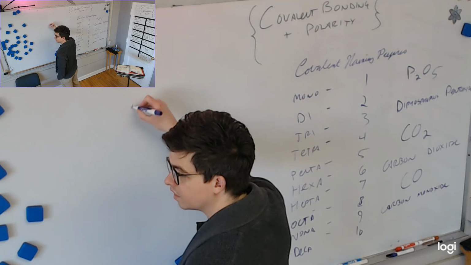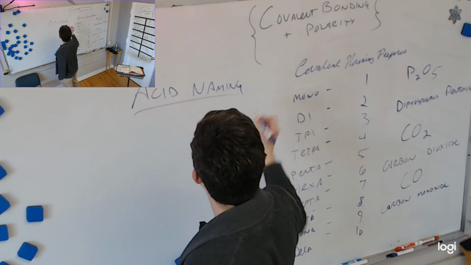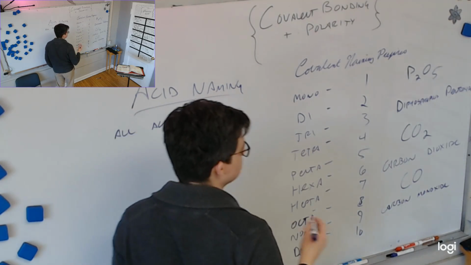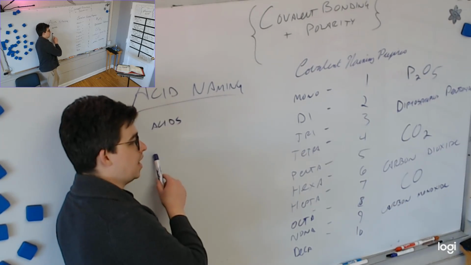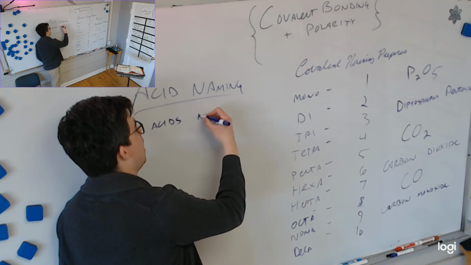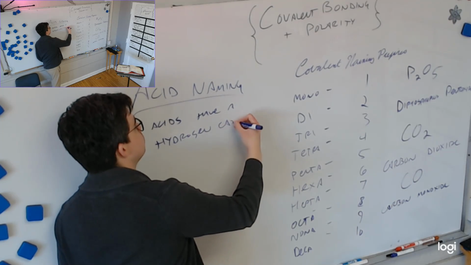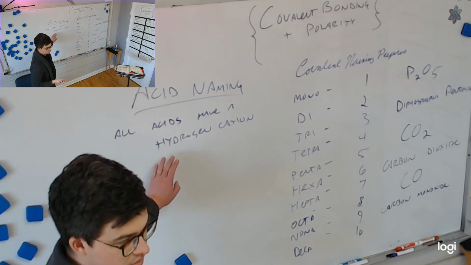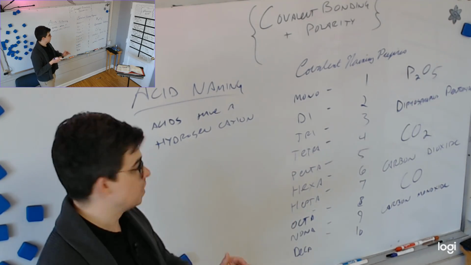Acid naming. Rule 1: all acids have a hydrogen cation. There are three different definitions of acids, but we use the Bronsted-Lowry definition, the simplest one. Every single formula that is an acid, at least the ones we do, is going to begin with H. It might be H2, it might be H3, but it's always going to have H at the beginning, okay? So you have to know that.